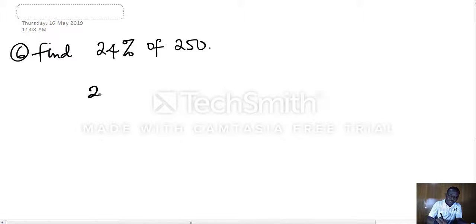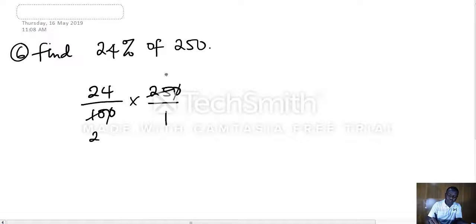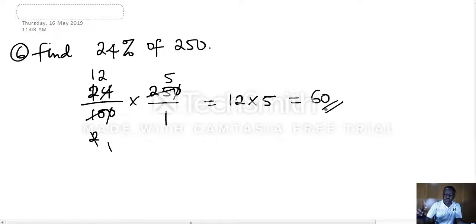Question 6 says we should find 24% of 250. That is 24 divided by 100 times 250 divided by 1. 0 will cancel itself. What can go? 5 can still go. 5 into 10 is 2. 5 into 25 is 5. 2 can divide. 2 into itself is 1. 2 into 2 is 1. 2 into 4 is 2. So that this becomes 12 times 5. And 12 times 5 is said to be 60. So 24% of 250 is said to be 60.